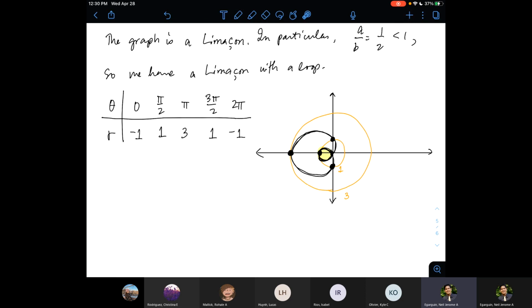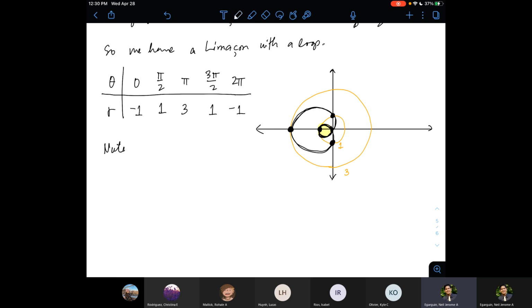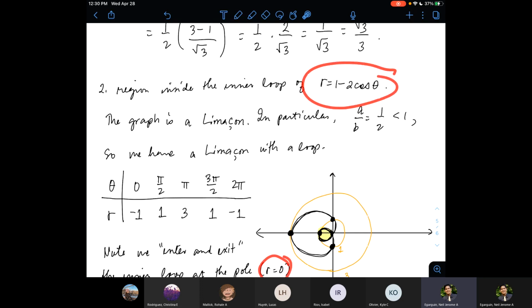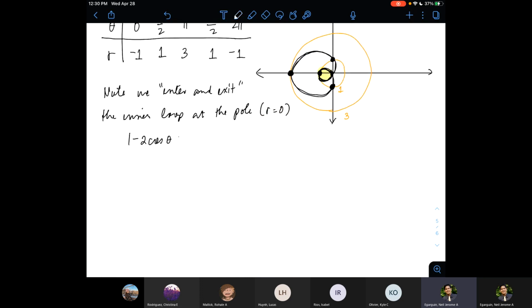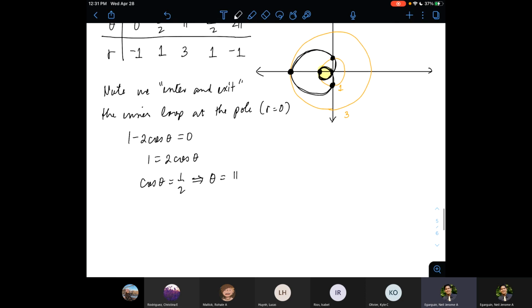So basically, we can solve when R is equal to 0 because that will tell us when the loop starts and when it will end. So note, we enter and exit the inner loop at the pole, right? And the pole is the point when R is equal to 0. So I want to know what the theta value is when we are at the pole. So the pole is at R equals 0. Our limaçon has equation R = 1 minus 2 cosine theta. So I'll have 1 minus 2 cosine theta equals 0. So we'll have 1 equals 2 cosine theta. Then cosine theta is equal to 1/2. So what's the value of theta then? When is cosine equal to 1/2? Cosine is 1/2 at pi over 3, and the other one would be at 5 pi over 3.